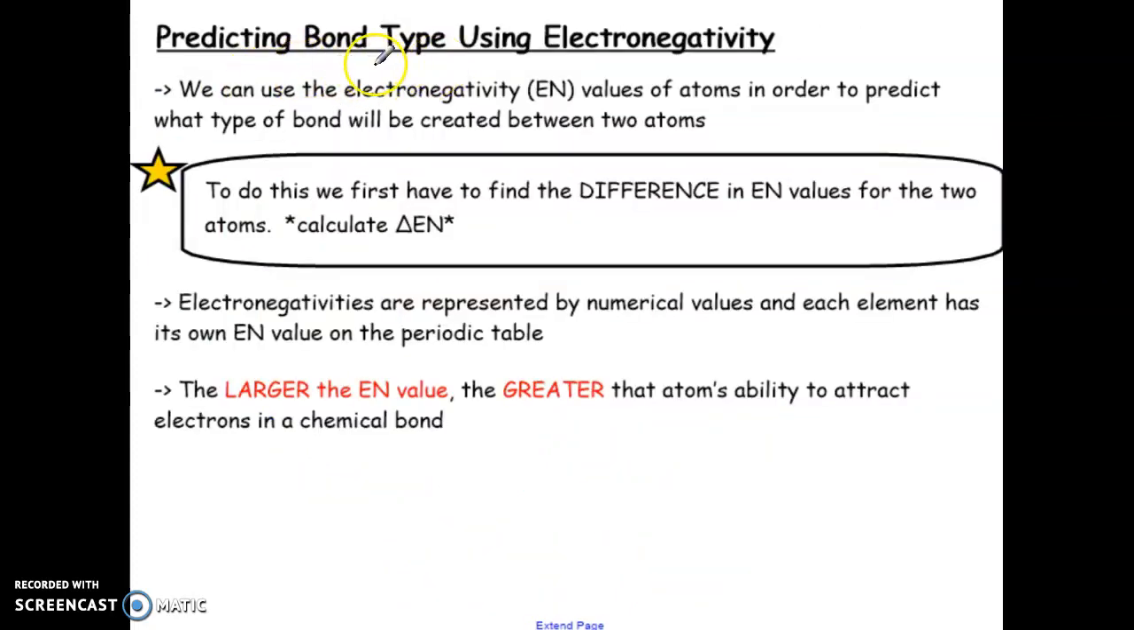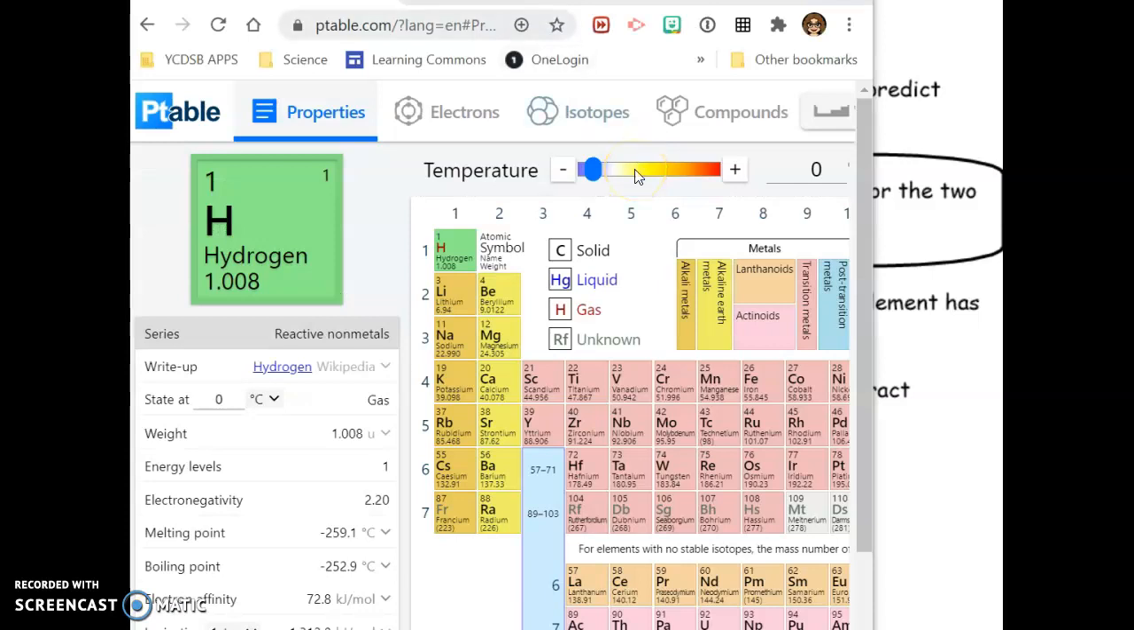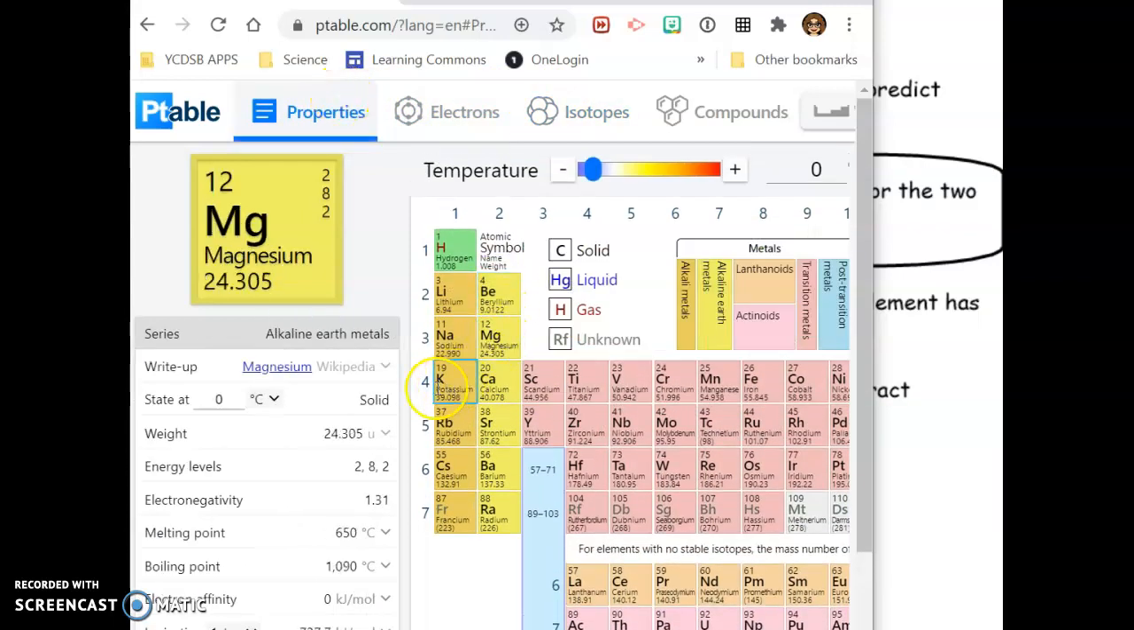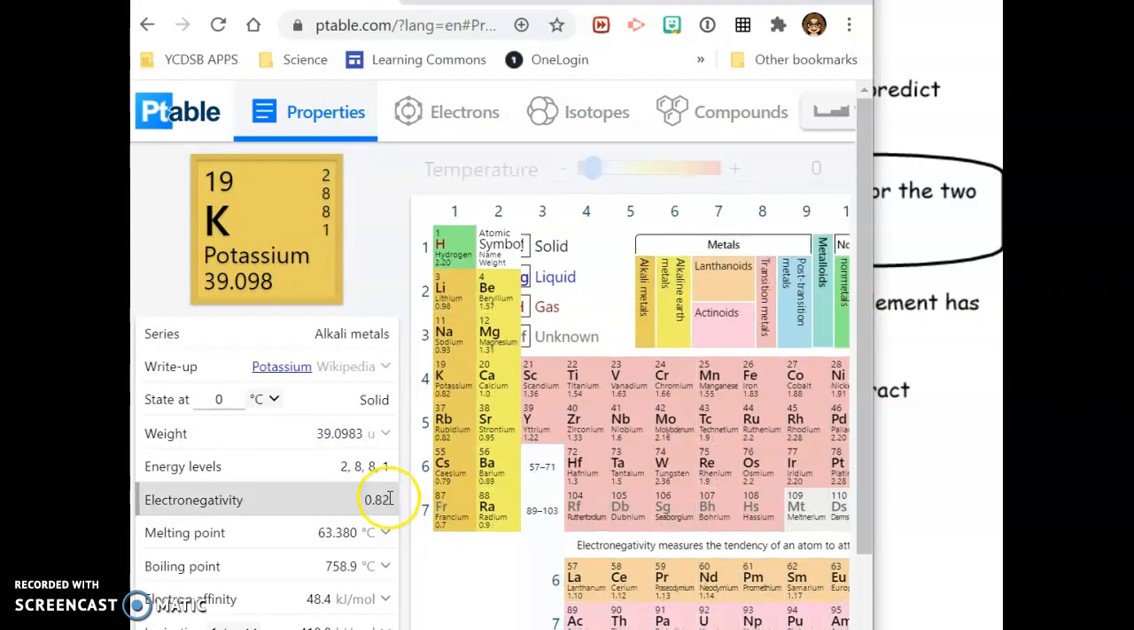So let's talk about how we are going to predict the bond type that we're dealing with using electronegativity. First of all, let's go through where we can get these electronegativity values. Most periodic tables that have additional information beyond the regular standard one that you might have seen in elementary school do have electronegativity numbers. Here I'm at the one at ptable.com, and if you click on an element and you're on the properties tab, the electronegativity number is right here. You can see this here.